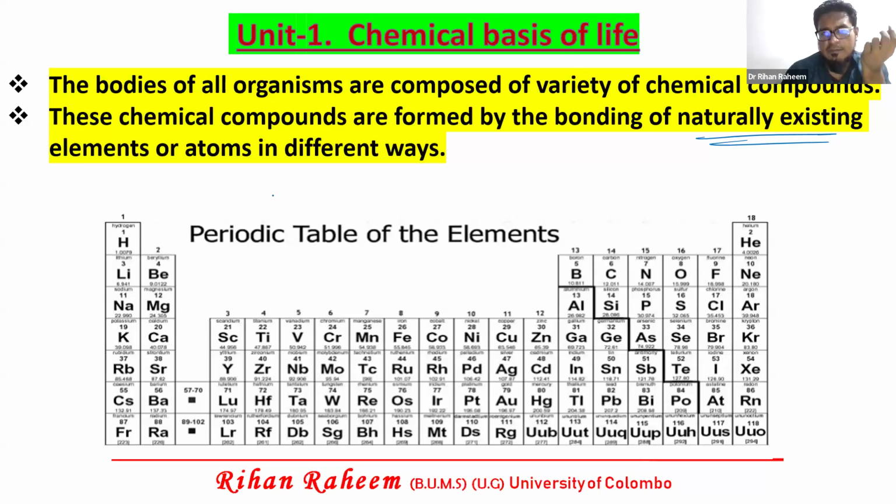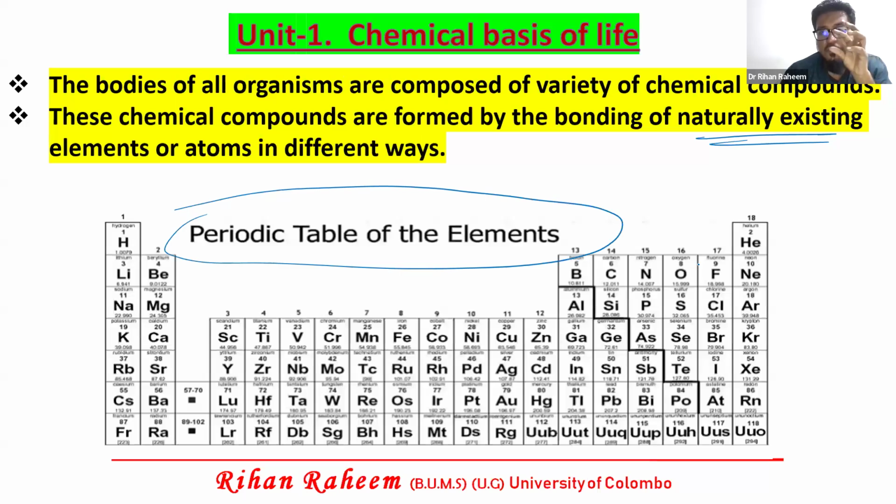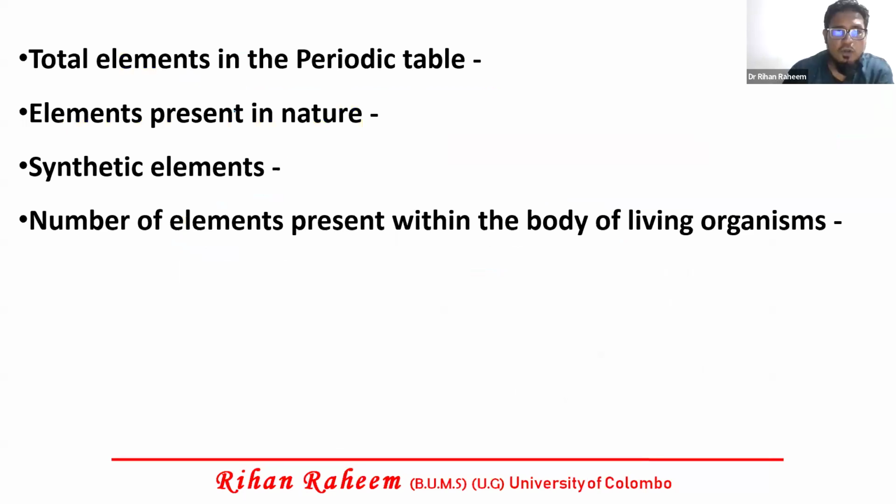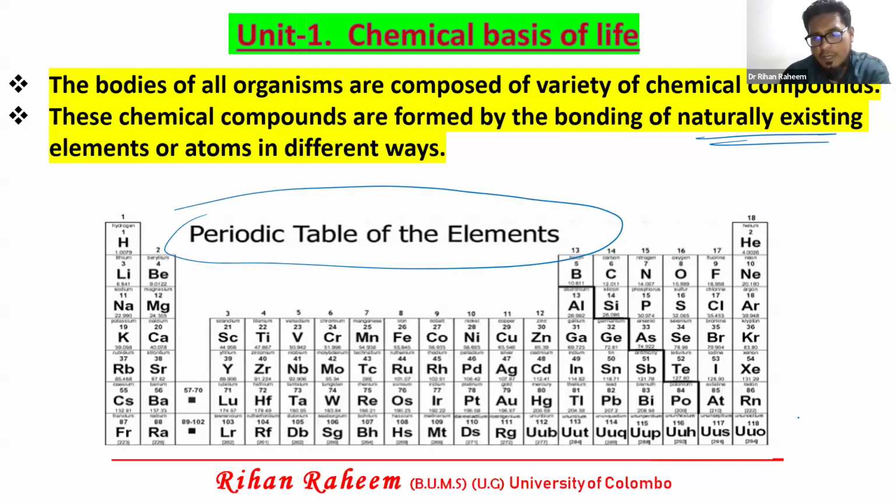What are these elements or atoms? In the periodic table, we have a large number of elements. Few of these elements join together and form the chemical compounds which are present in our body. Step by step, we'll go. Total elements present in the periodic table: here you can see a big periodic table, about 118.